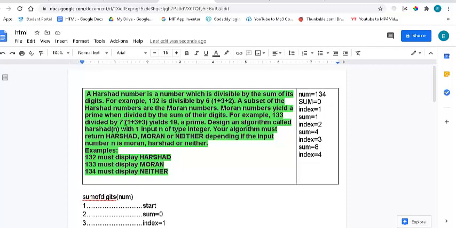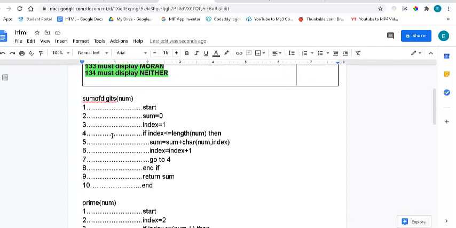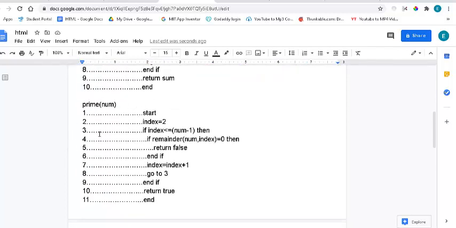Then I'm going to check to see if the number is divisible by this sum. If it is not, then I'm going to return neither. If it is divisible, I'm going to find the result of division, and I'm going to check if the result is prime or not prime. If it's prime, then I'm going to say moron. If it is not prime, I'm going to say harshad. And I do have the prime algorithm too.